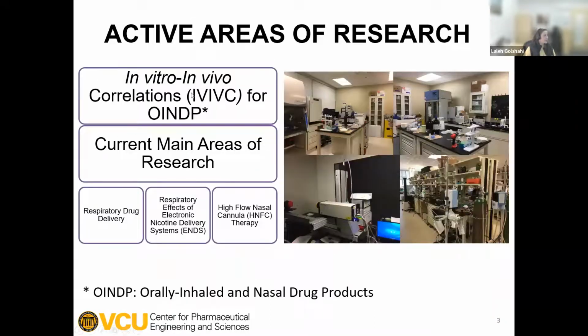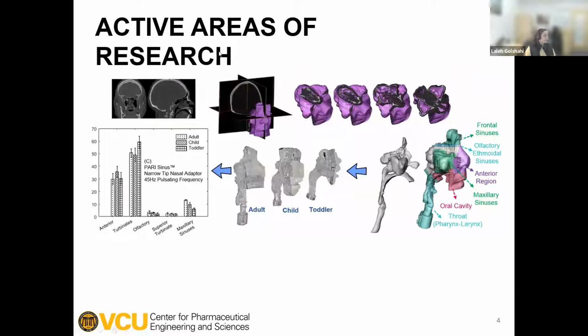In terms of main areas of research, the active area is in vitro in vivo correlations, or IVIVC, as the FDA and regulatory agencies call it. And the focus is on OINDP, orally inhaled and nasal drug products, and they could have various sub-areas of respiratory drug delivery, which includes nasal delivery and pulmonary drug delivery, as well as, as I briefly discussed, some recent research interest in electronic nicotine delivery systems and high-flow nasal cannula therapy, and how the device and the flow rate and the subject variability may all affect the final outcome.